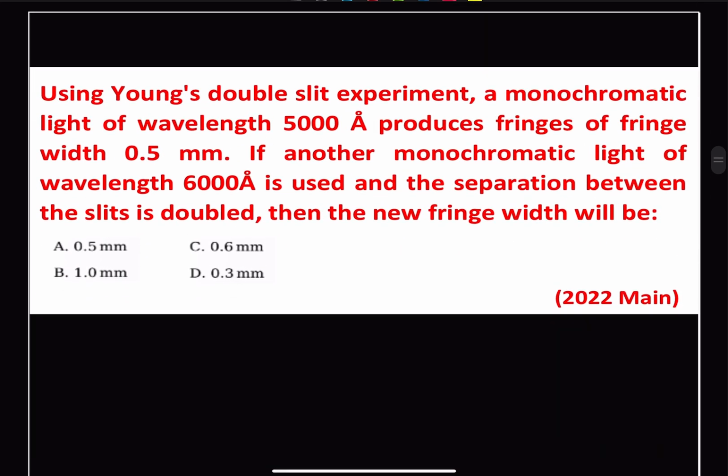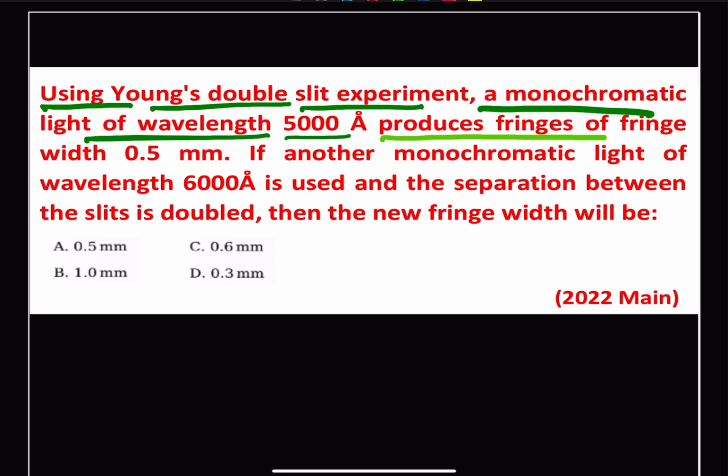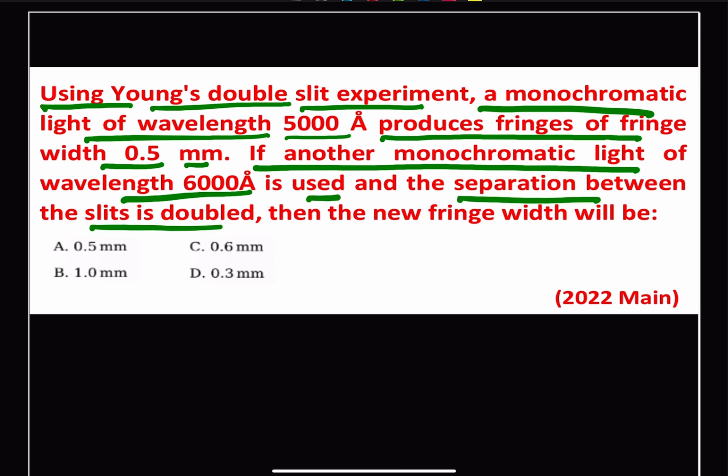It states that using Young's double slit experiment, a monochromatic light of wavelength 5000 angstrom produces fringes of fringe width 0.5 millimeter. If another monochromatic light of wavelength 6000 angstrom is used, and the separation between the slits is doubled, then the new fringe width will be. So here, for the second case, we have not only changed the wavelength, but also the separation between the slits has been doubled. So you have to keep this in mind.